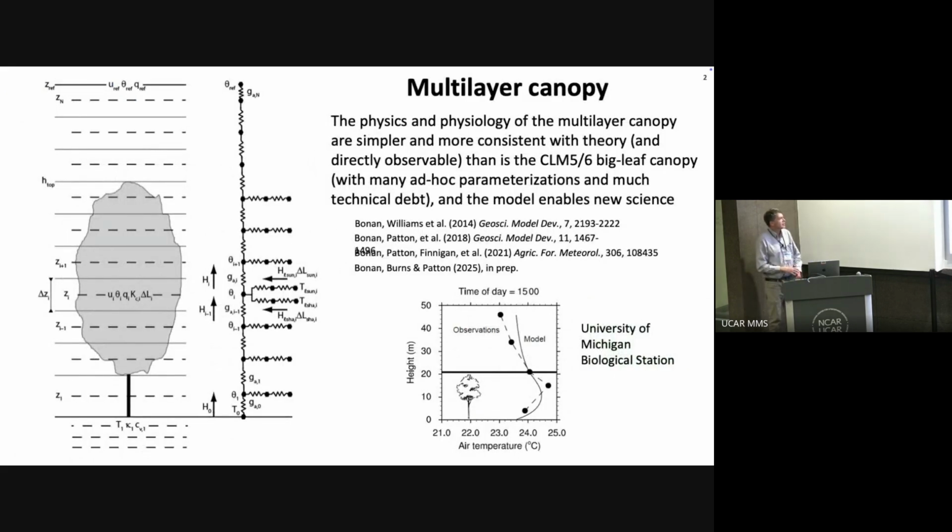And so this is the slide that I always show when I introduce the multi-layer canopy. The left-hand side is the diagram of the details, and the right-hand side is more about what I want to focus on in this talk. It's this phrase that the physics and physiology of the multi-layer canopy are simpler and more consistent with theory than is CLM's big leaf canopy, which has many ad hoc parameterizations and technical debt in it. And I always say that, and I never explain what I mean by that at all. So this talk is all about explaining what that is about.